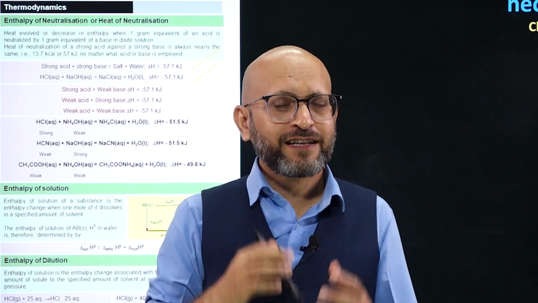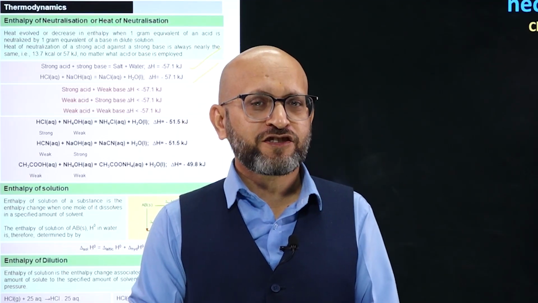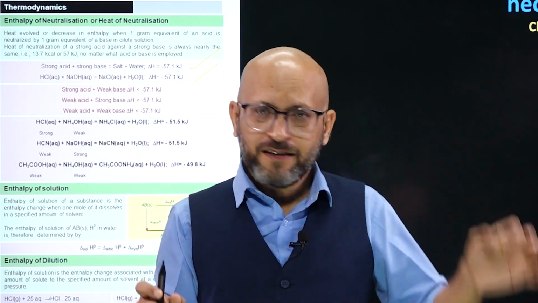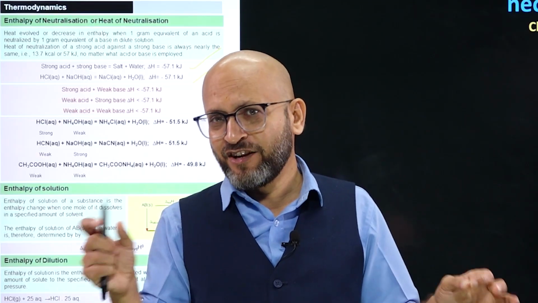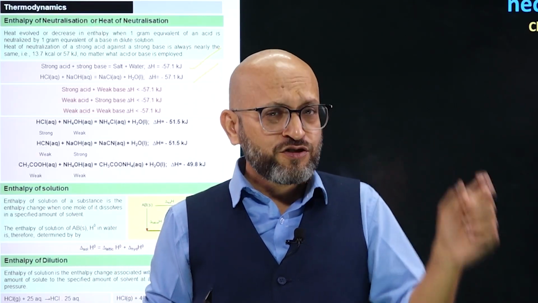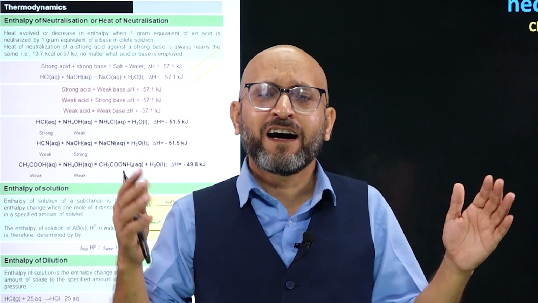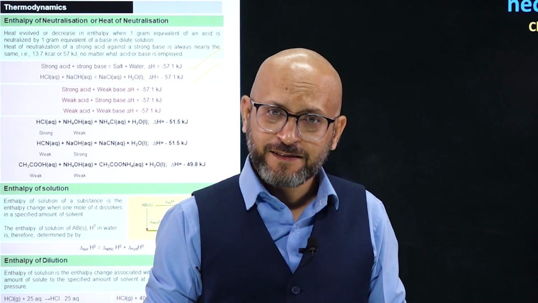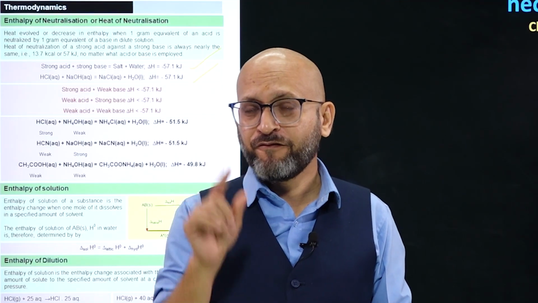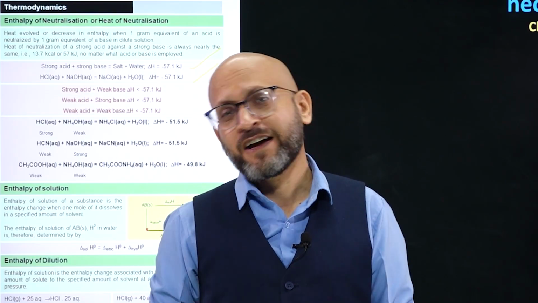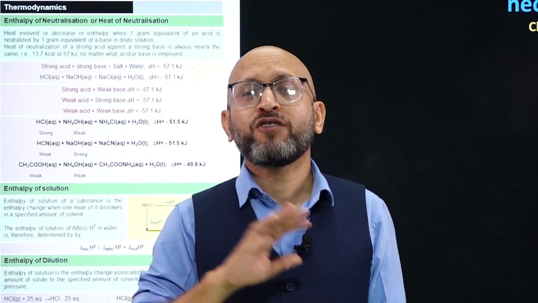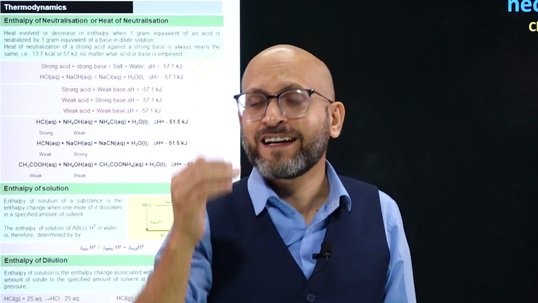57.1 kilojoule per mole. For example, if you do a neutralization of a strong acid HCl with NaOH, strong acid HBr with NaOH, or H2SO4 with KOH, all are strong acid strong base neutralizations. In all cases, you will get 57.1 kilojoule per mole of energy release. But if one of them is weak, for example, if I take acetic acid with NaOH, then the energy release will not be 57.1, it will be slightly lesser than that.